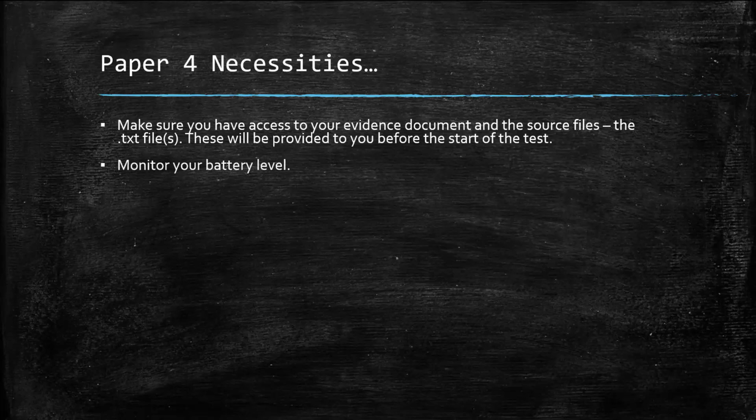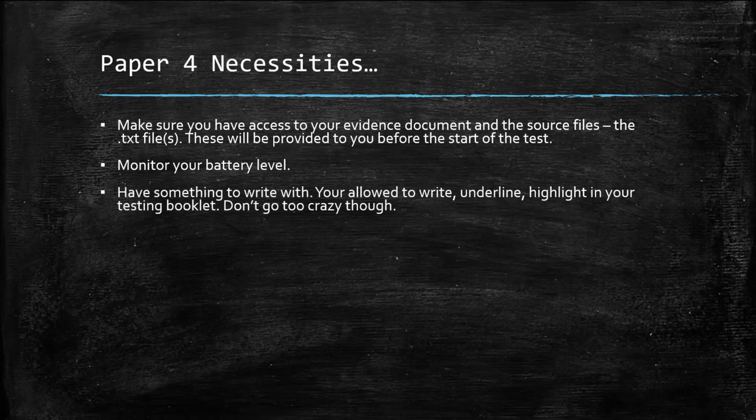Monitor your battery level. If you're on a desktop, you've got nothing to worry about. But if you're on a laptop, monitor your battery level. Do not wait until it becomes critically low to ask for a charger. Something you may want to do is go ahead and ask your test proctor or your Cambridge coordinator, are they going to provide chargers for the paper 4 exam if you're on a laptop? Ask them, are there going to be outlets in the room that we can use? Because you should be given that. Now, one way to almost avoid that, make sure your laptop is fully charged. But if you do need a charger, you should be provided with one or an opportunity to plug it in.